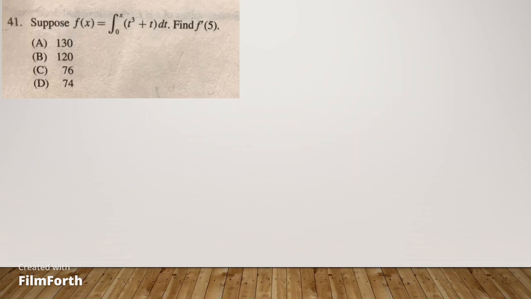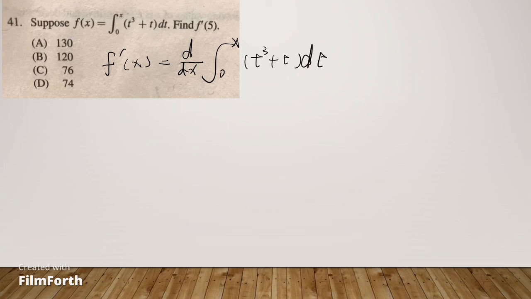41. Suppose f of x equals the integral from 0 to x of t cubed plus t dt. Find f prime of 5. So obviously we need to find f prime x first. So it's d over dx of the integral from 0 to x of t cubed plus t dt. This is obviously another second fundamental theorem of calculus question.